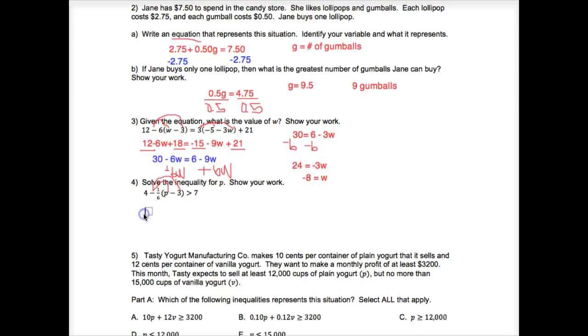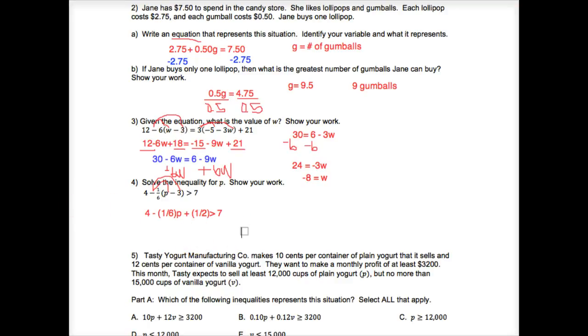So when I distribute that, I get 4 minus 1/6 p. Sorry, I'm going to have to type it out here instead of drawing it, but that means 1/6. And then negative 1/6 times negative 3 gives me a positive 1/2. So sorry about the notation. If my pen were working, it would be much better. And then we have greater than 7.